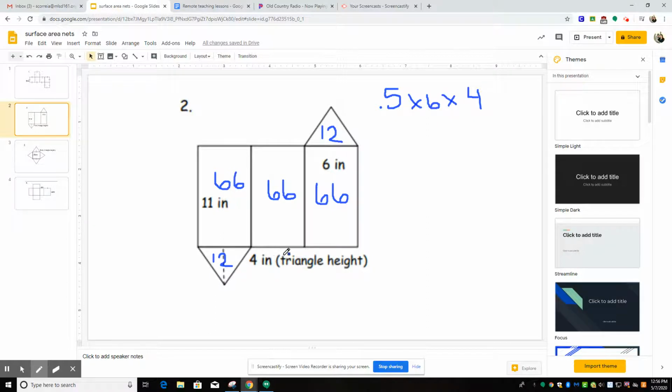And to find surface area, we need to add them all up. When you add them all up, hopefully you got 222. I will also double check my math. Inches squared. But I'm going to go ahead and double check. 222. Alrighty, your next one.